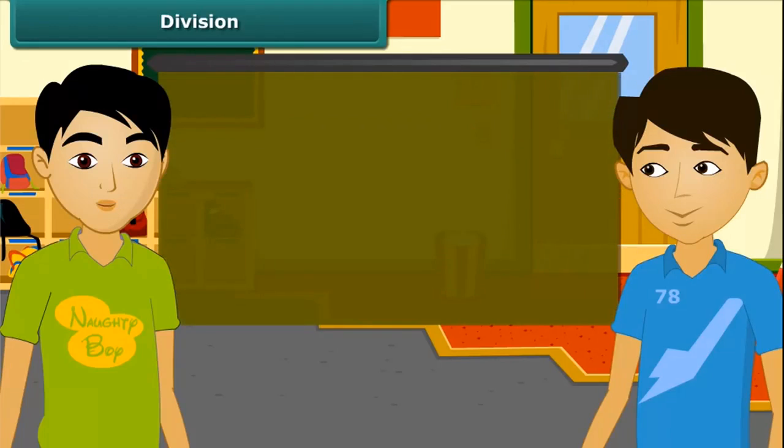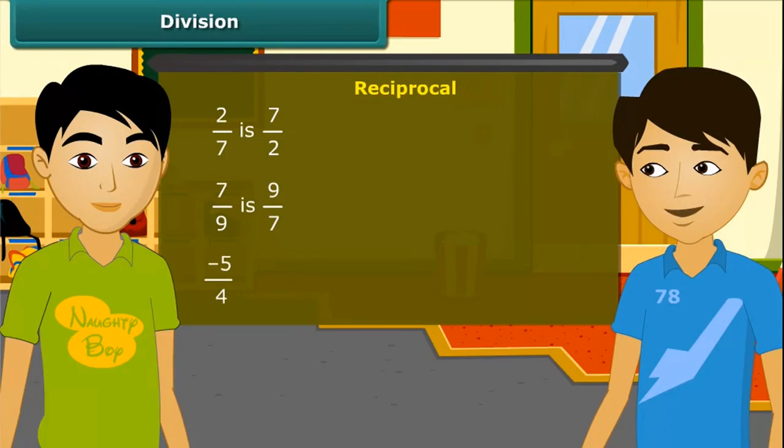Before starting about division, I will tell you about reciprocals. What are reciprocals? Let's take an example. The reciprocal of 2 by 7 is 7 by 2. The reciprocal of 7 by 9 is 9 by 7. Okay, I got it. The reciprocal of minus 5 by 4 is 4 by minus 5.